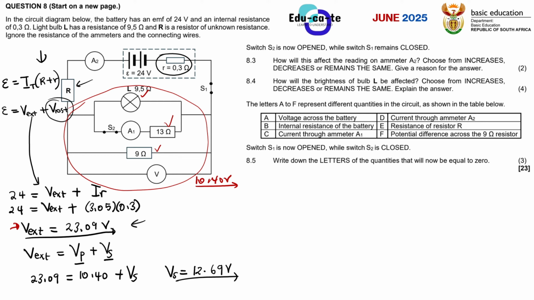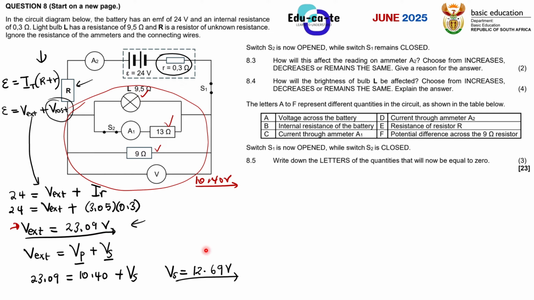So this voltage is the voltage across a resistor R. Why do we say that? Remember that when the voltage comes out of this battery, some of it will go to resistor R, and some of it will go to this entire parallel combination. In the entire parallel combination, the voltage is not divided. The voltage is equal. That's why we say that the voltage in the light bulb, the 13 ohms and the 9 ohms are equal. We don't have to divide them or add them up. But the voltage through the resistor R plus the voltage through this entire combination must give us the total external voltage, which is 23.09 volts.